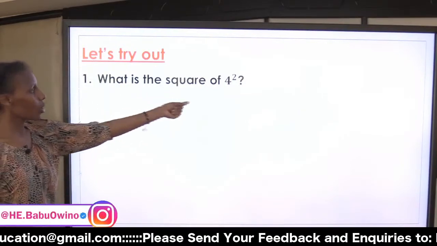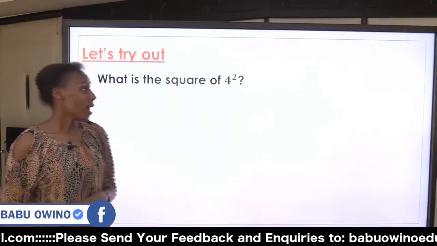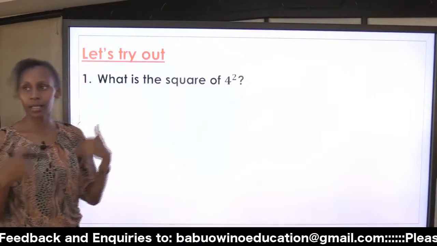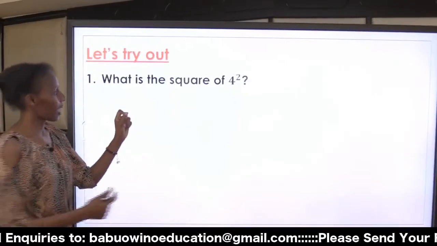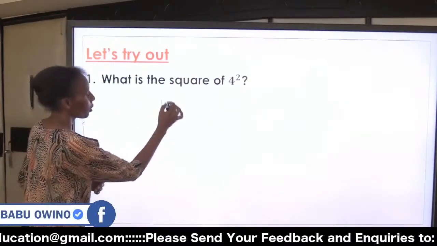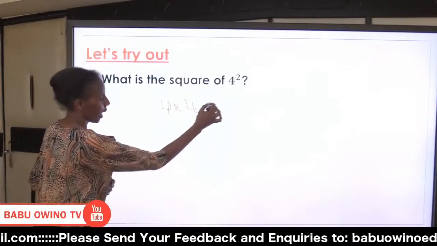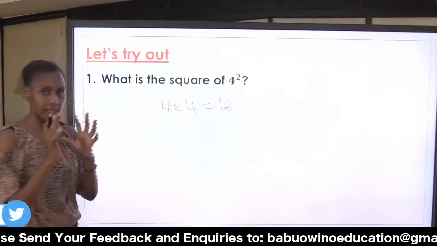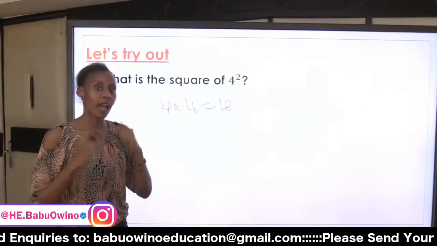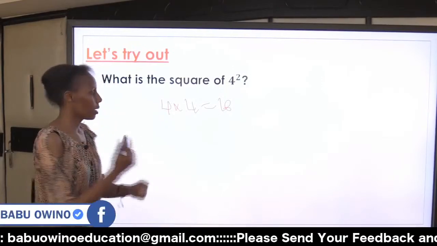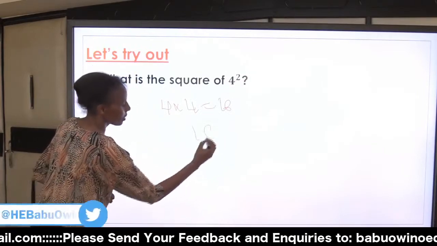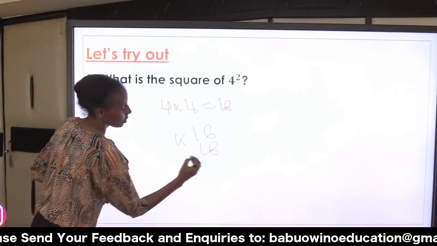Okay, so let us try out what is the square of 4 squared. I know you can quickly take 4 times 4 and you get 16. But our question is asking us, what is the square of 4 squared? So what do I have to do? I take 4, I multiply by 4, I get 16. That is the first thing to do. After that, I'm going to take 16 and then I multiply with 16 because I have to square this one. So I say 16 times 16.